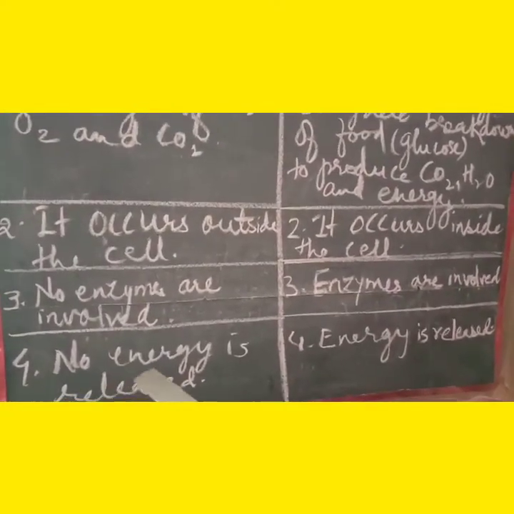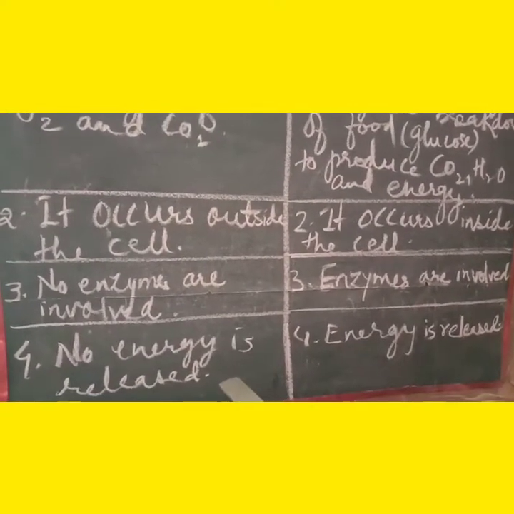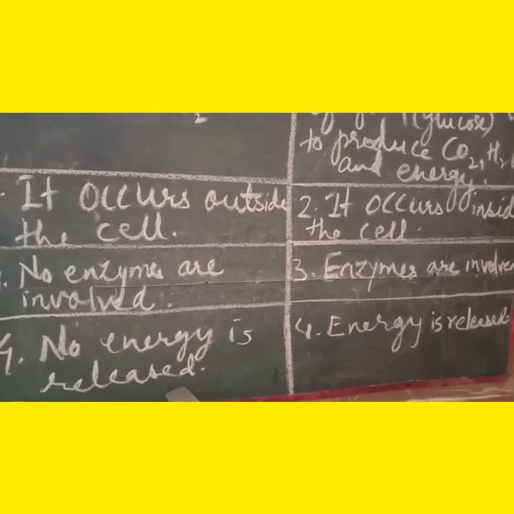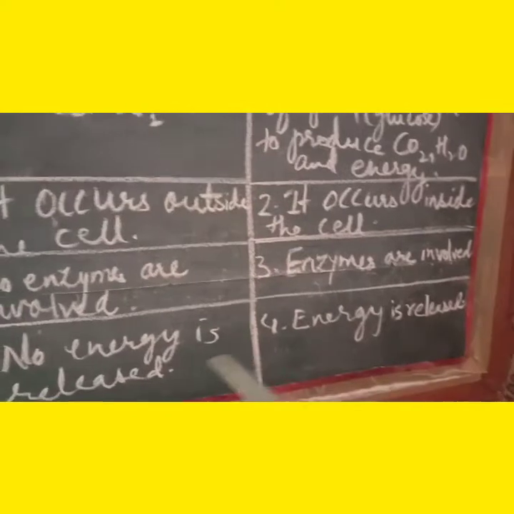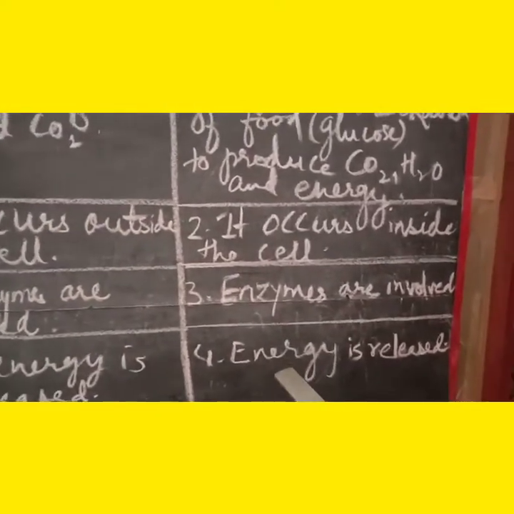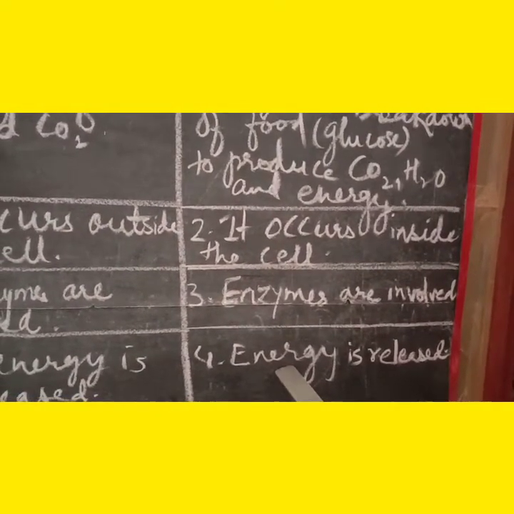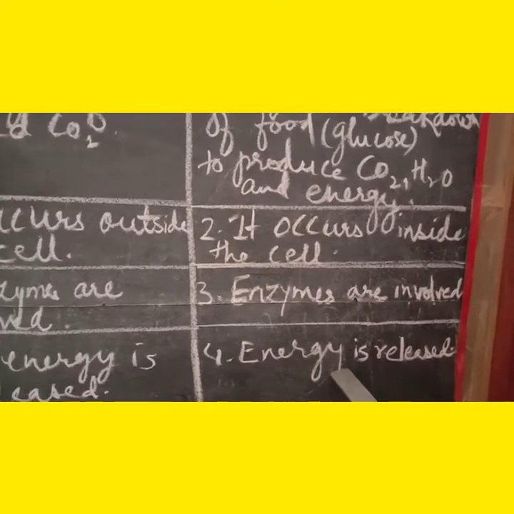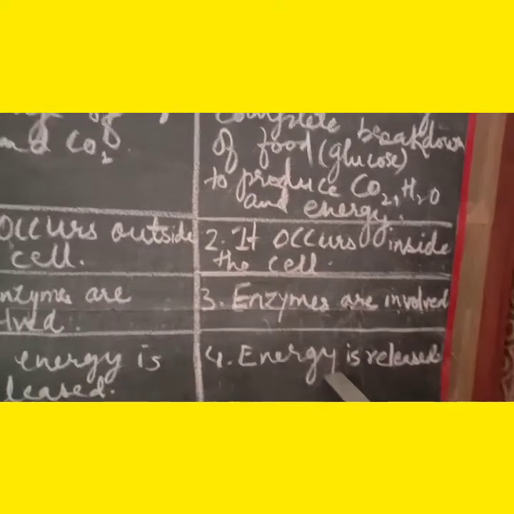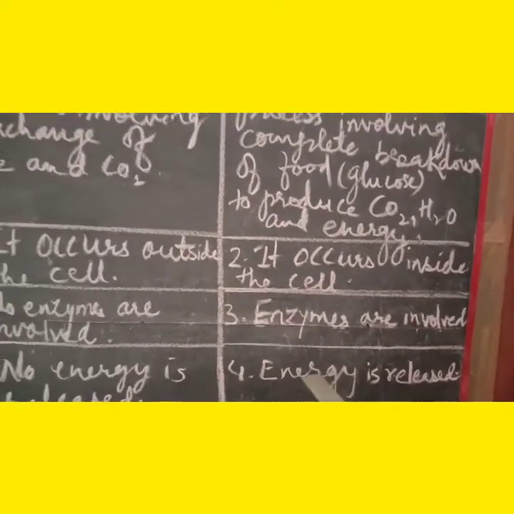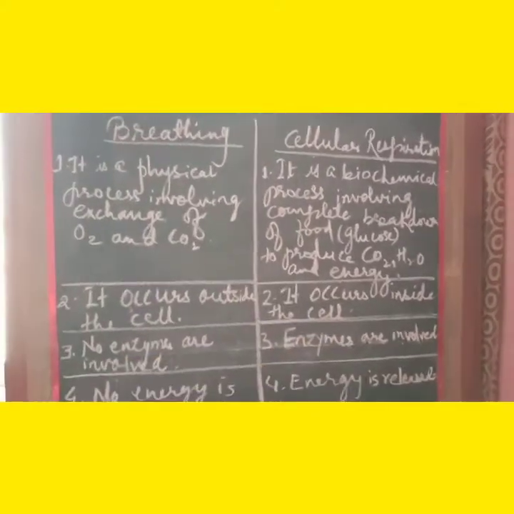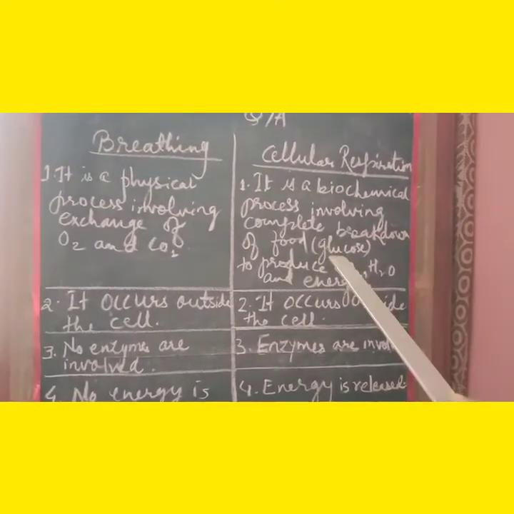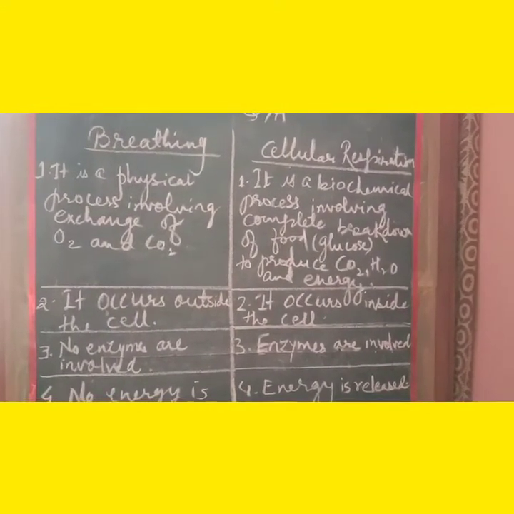Last point of difference is regarding the release of energy. No energy is released during external respiration or breathing, whereas at the end of cellular respiration or internal respiration, energy is released in a controlled and stepwise manner. So this is how, with all these points, we can differentiate between breathing and cellular respiration.